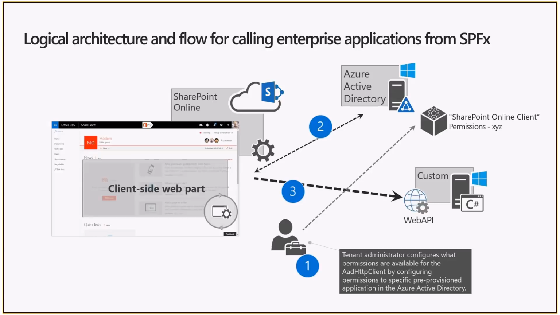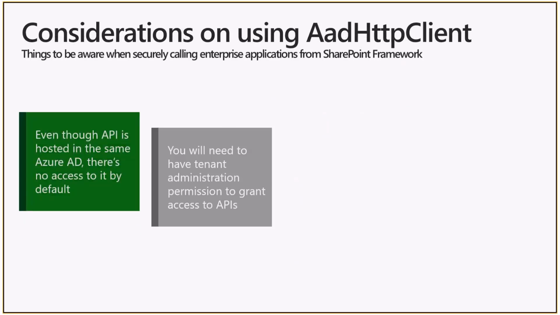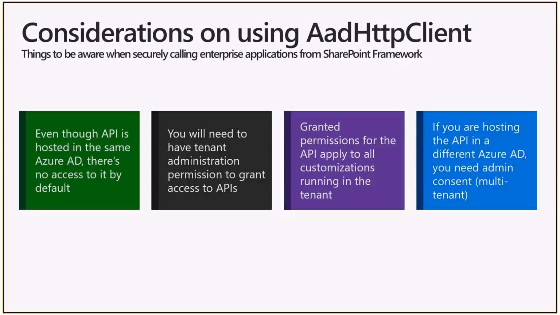Because by default, if we jump into the following slide, on the first bullet point of this one, by default, even though you might have customer APIs or enterprise APIs in the same Azure AD tenant, you do not have permissions to call them from a SharePoint Framework. So there's no automatic way of doing this. And this really relates to how Azure AD and the enterprise applications work within the Azure AD side.